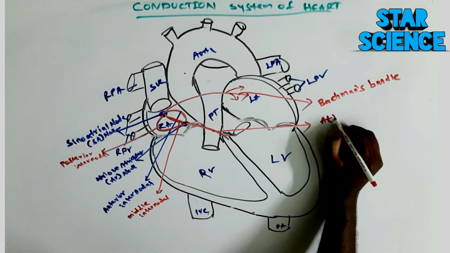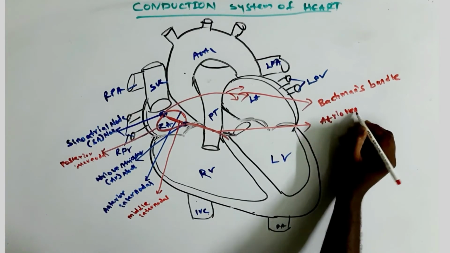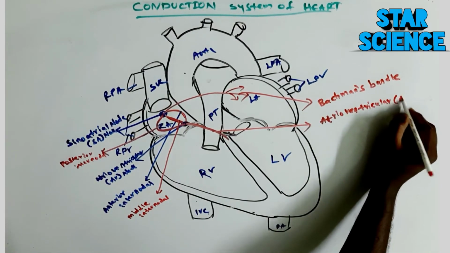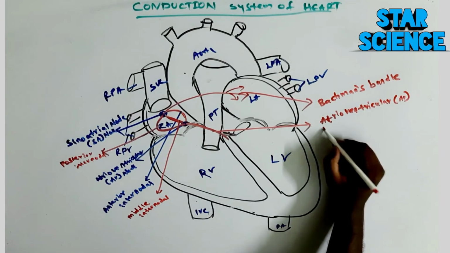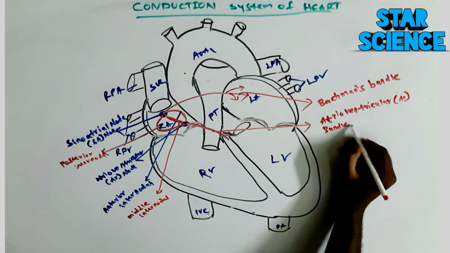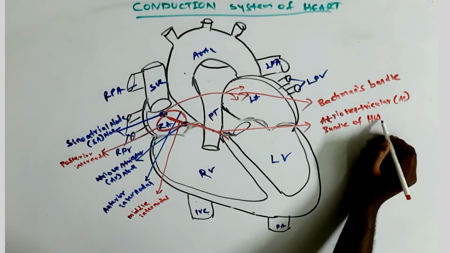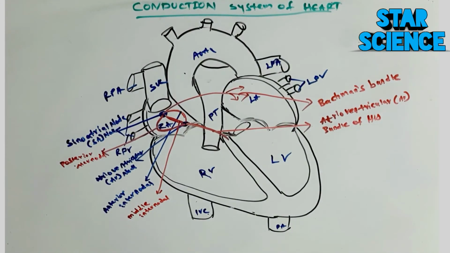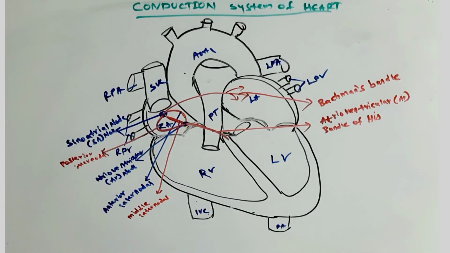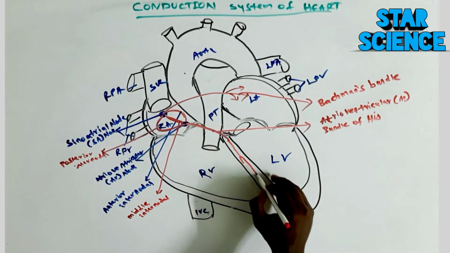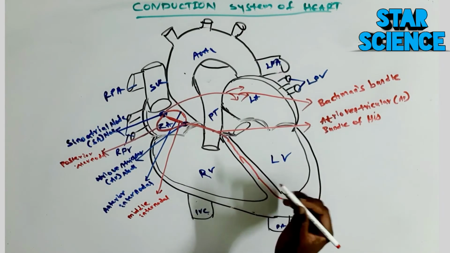The AV node is situated just beneath the endocardium on the right side of the interatrial septum, near the tricuspid valve. It's very important to remember. It is the only conducting pathway between the atria and the ventricles. And next, we have to remember that its rate will be lower than the SA node, as we compare. The electrical impulses now reach the AV node.